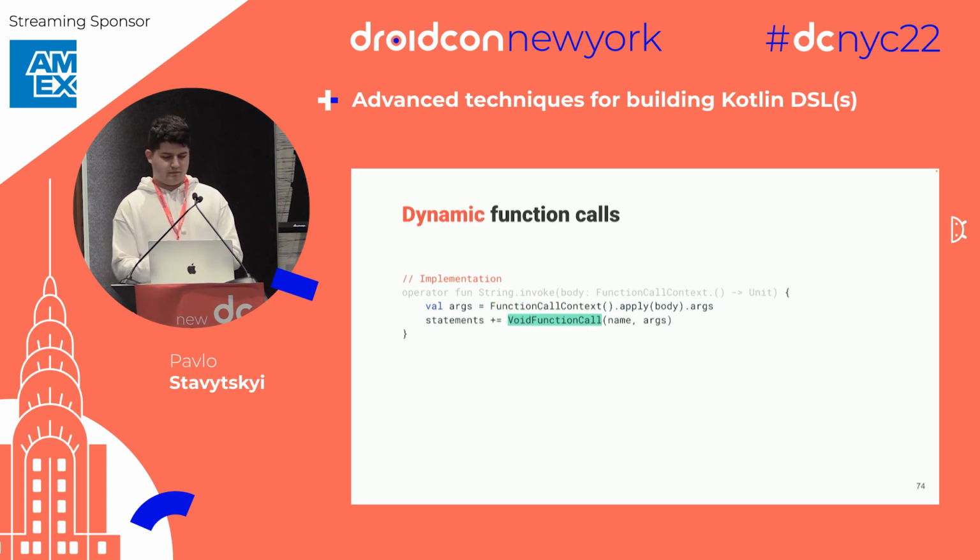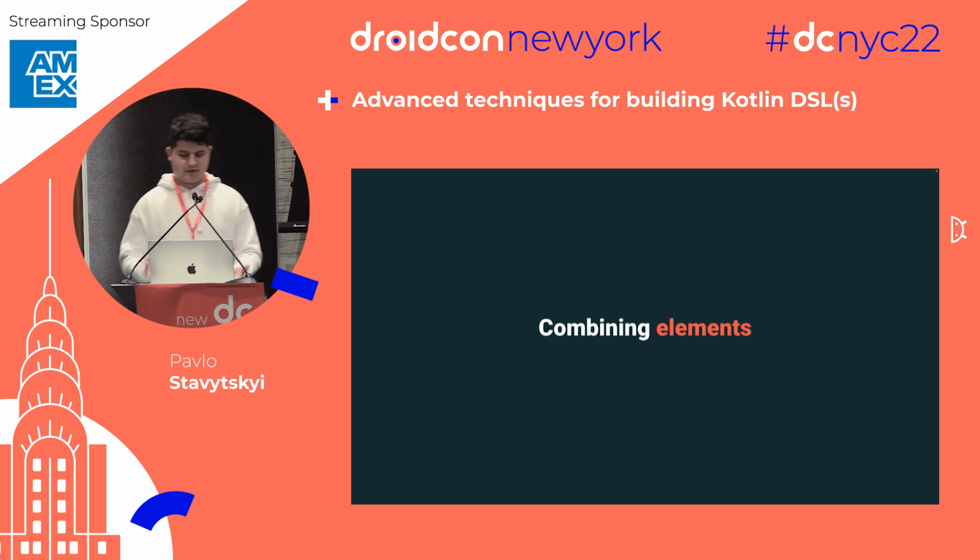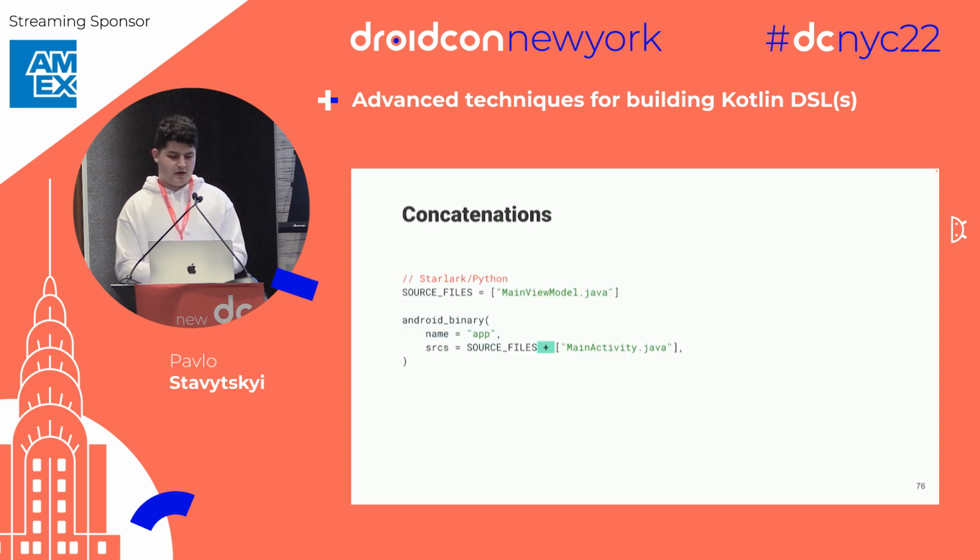So now let's see how those elements can be combined together, because in real world cases, code is much more complex than just simple function calls and variable assignments. We can have some new operations, for example, concatenations. Usually when we write code, the source of our data can be combined from multiple parts. In this Starlark example, we have the source files, which is a list. And then when we pass it to the Android binary function call, we are adding some new part of the list using a plus operator. And this means that we need to implement something similar in our DSL.